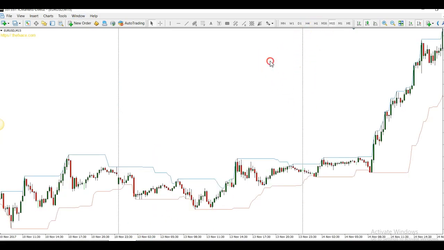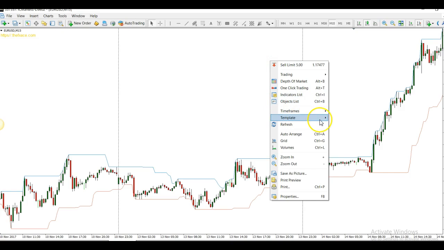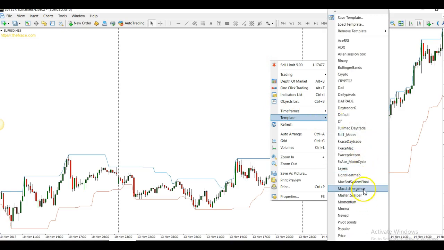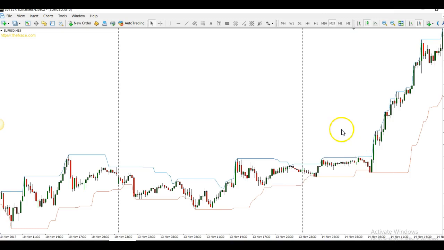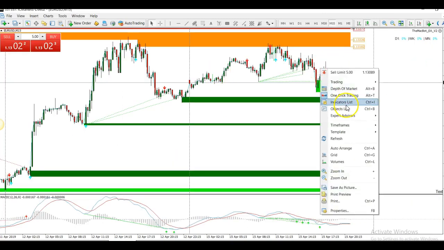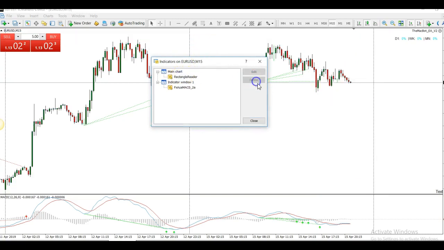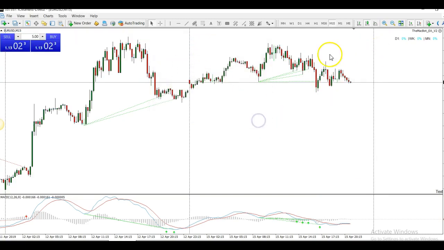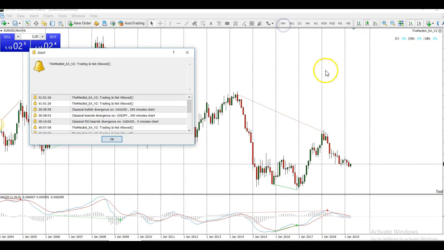Euro USD. I'll just take the indicator off as I like to draw my zones manually. So we're going to look at the Euro USD.